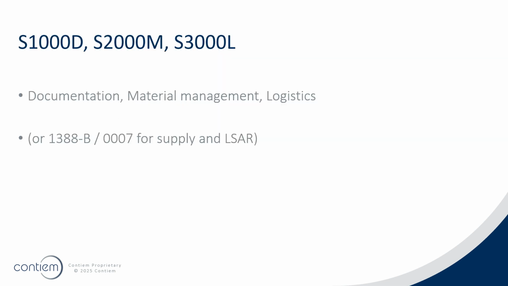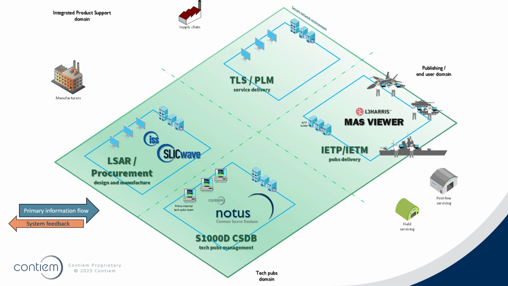First off then, I'm going to look at S1000D, 2000M and 3000L. And for those that didn't know, the D stands for documentation, the M for material management, and the L for logistics. Now 2000M and 3000L have often replaced or work alongside the old mil-specs 1388 or GEIA 0007, which also deal with supply and logistics support tasks. So how do they fit into our big picture?